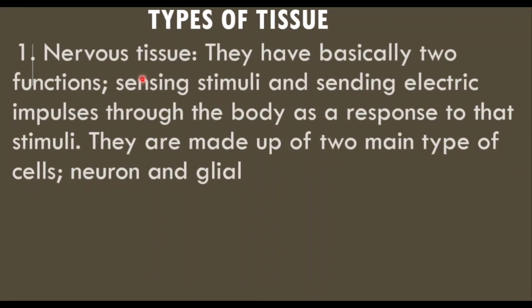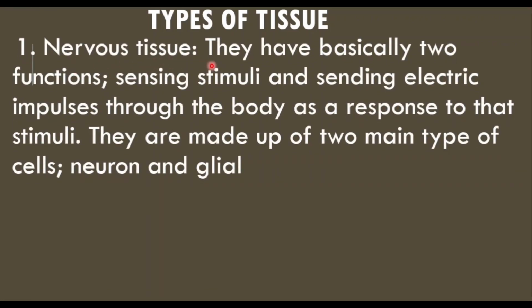Types of tissue. We have 4 types of tissue. The first one is nervous tissue. They have basically 2 functions: sensing stimuli and sending electric impulses through the body as a response to that stimuli. Nervous tissue, their examples are neurons.